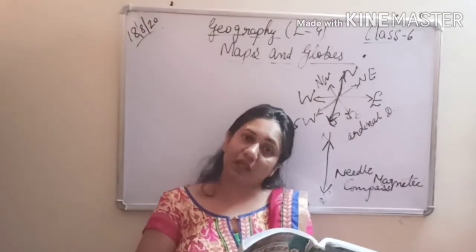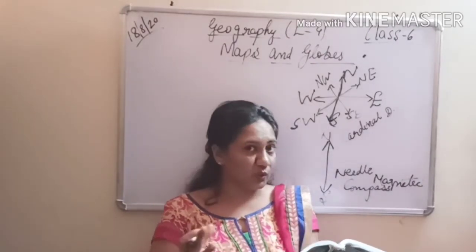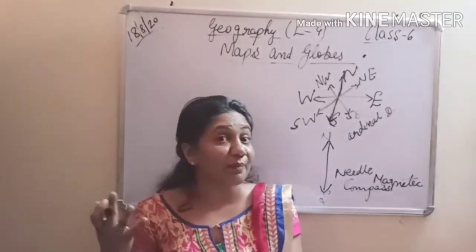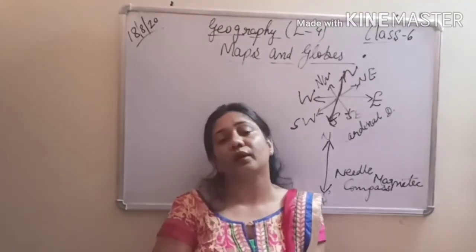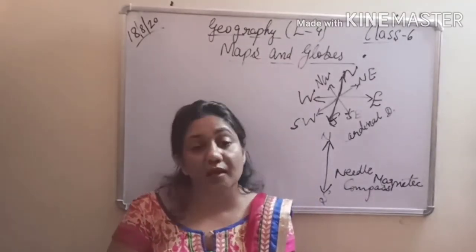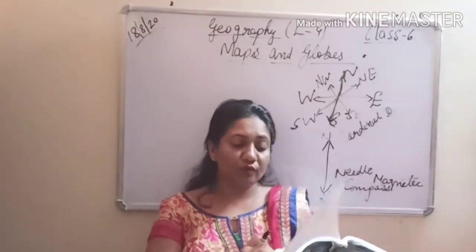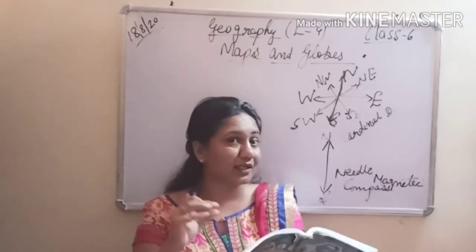So this was something about the directions, how you can know the directions and what are the different methods you can use to know the directions. Then the third component of a map is symbols. So let's move on to the symbols now. Let us study the symbols.